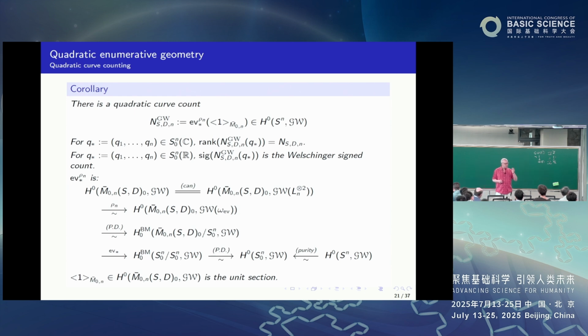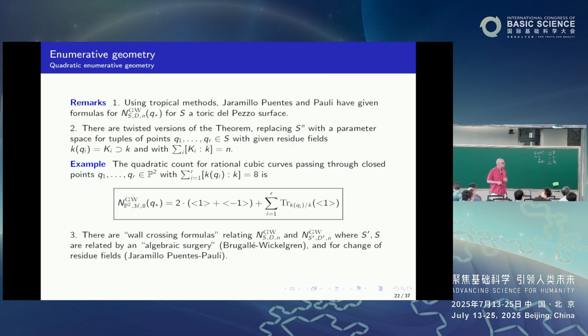In many cases, for example, if S is P2, you can compute what these global sections are, and it's just GW of K. So you actually have a constant which tells you your answer. That's not always the case, but it is in that case and many other cases. So that's our quadratic curve count.